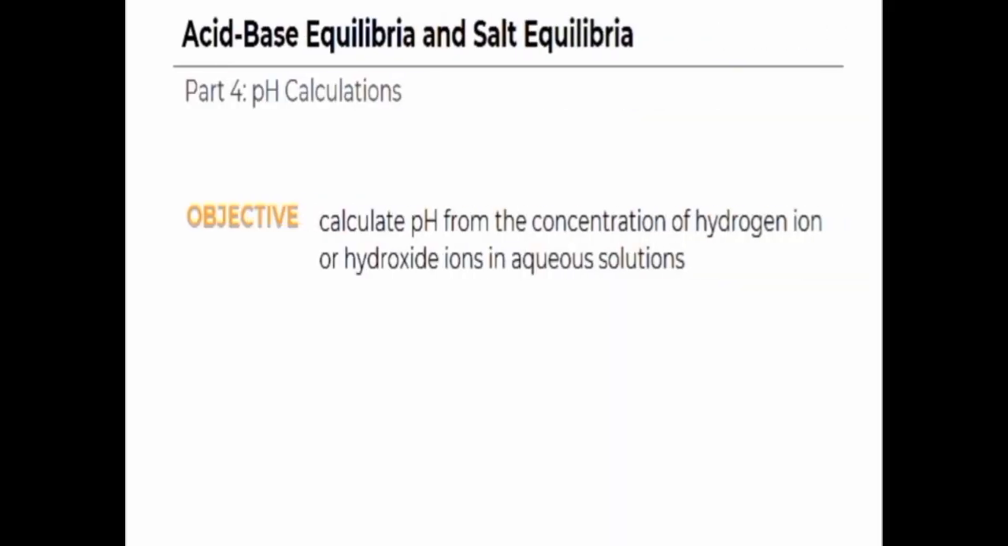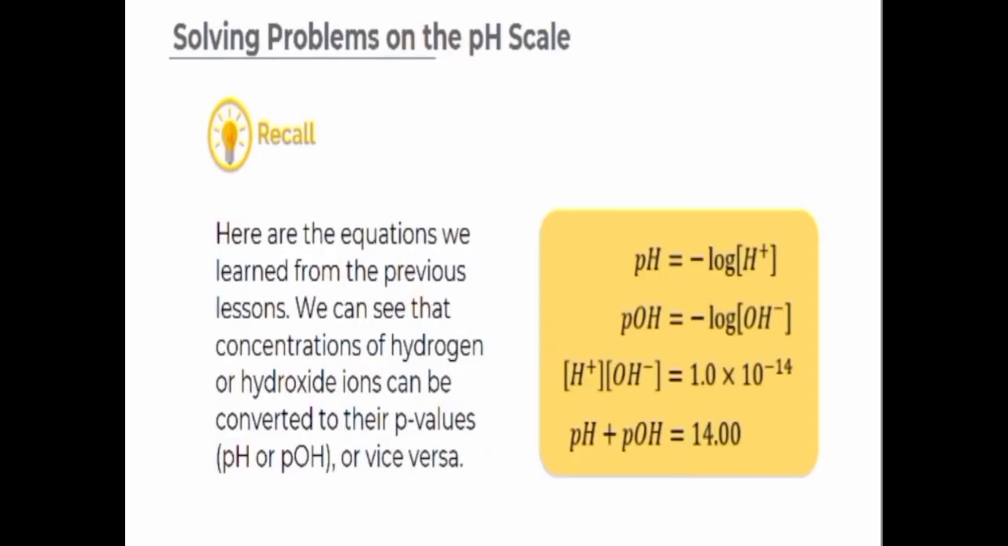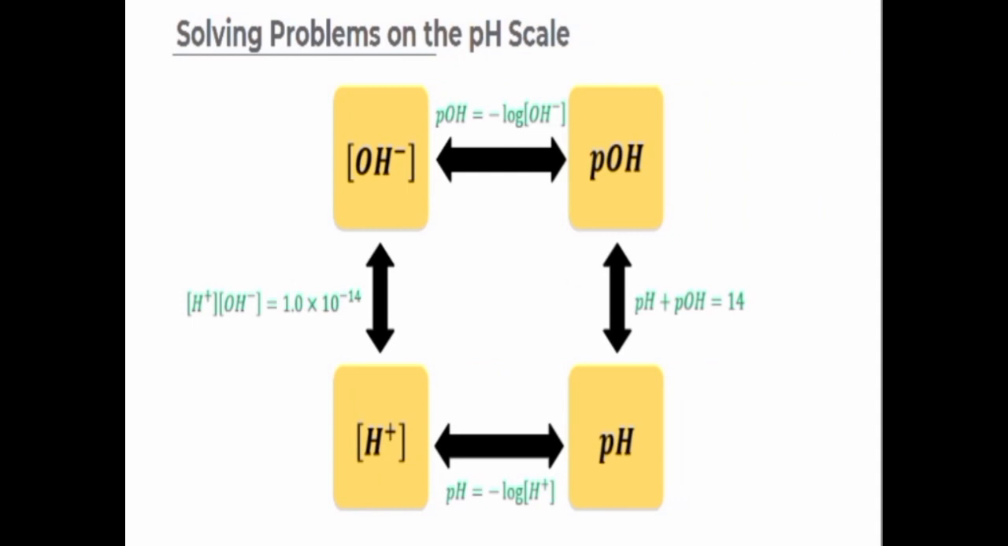Let's begin. In this lesson, we will calculate pH from the concentration of hydrogen ion or hydroxide ions in aqueous solutions. Here are the equations we learned from the previous lessons. We can see that the concentration of hydrogen or hydroxide ions can be converted to their pH values, pH or pOH, or vice versa. The interrelationship among the concentrations and p-values of hydrogen and hydroxide ions can be illustrated by the following diagram. We will adapt this diagram in our calculations.